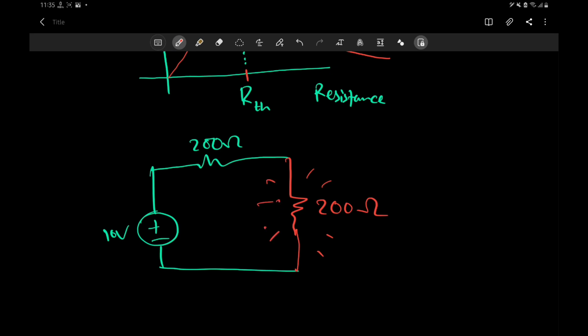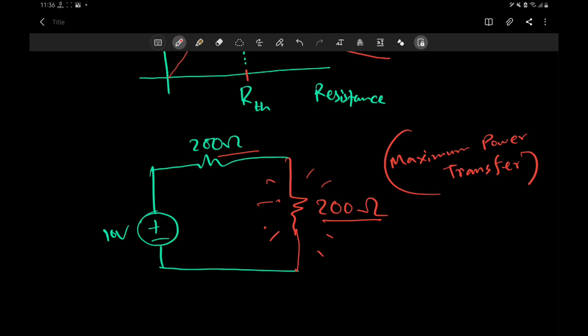So this is something we call resistance matching. If you use the exact same resistance as here, you will have exactly the brightest, the most power transfer. That's why we call it maximum power transfer. So if you use matching resistance, you will have maximum power transfer. That's the whole thing. Nothing really crazy here. So that's the whole idea.